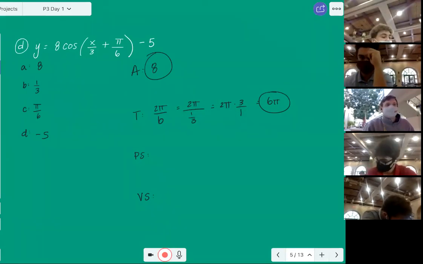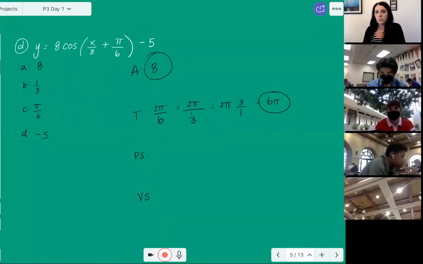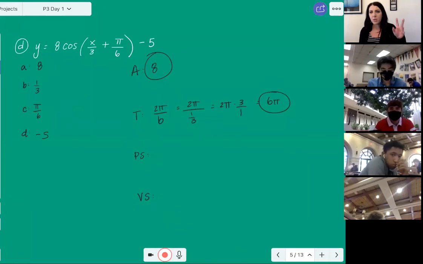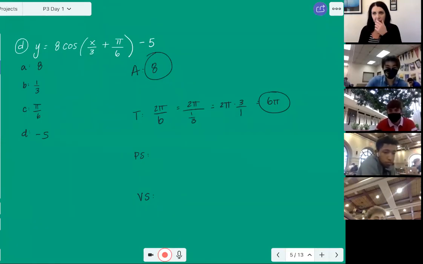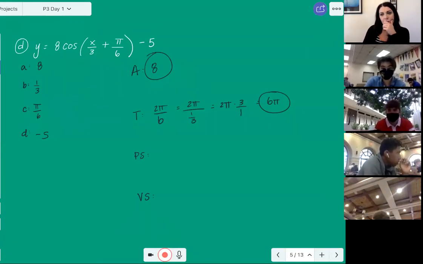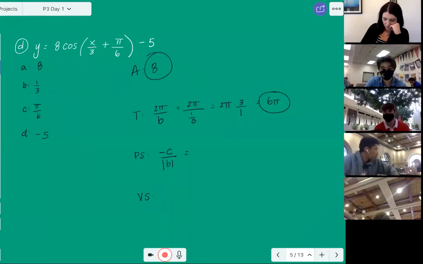Ryan. Ryan, phase shift. How do we find that? The phase shift is negative c over the absolute value of b. Okay. And then I got pi over 6 over 1/3, the absolute value 1/3, which is then pi halves.